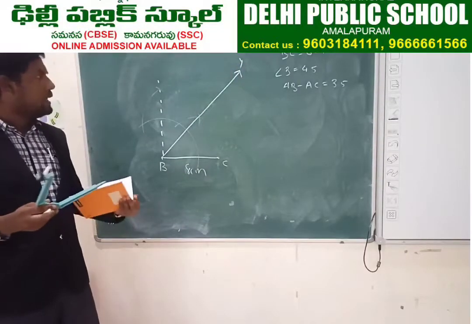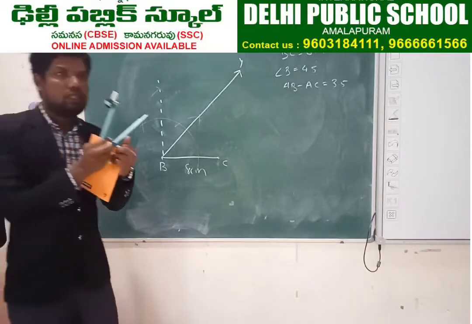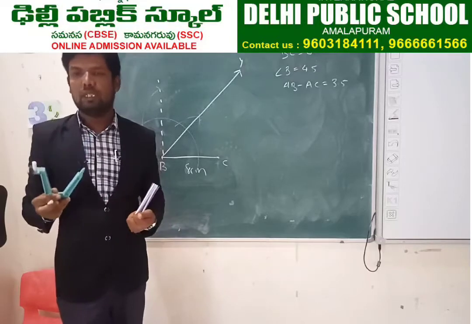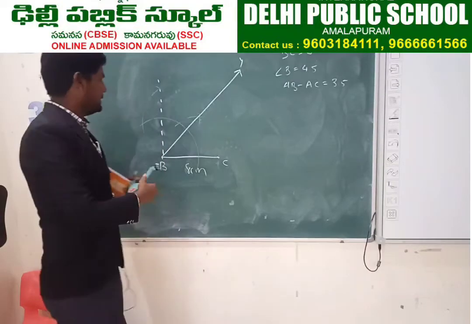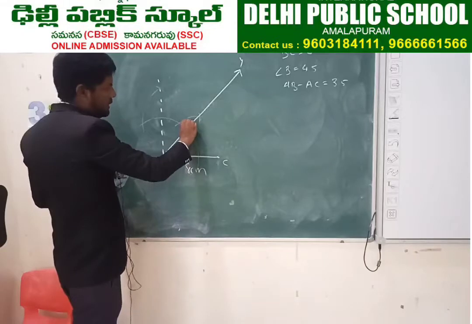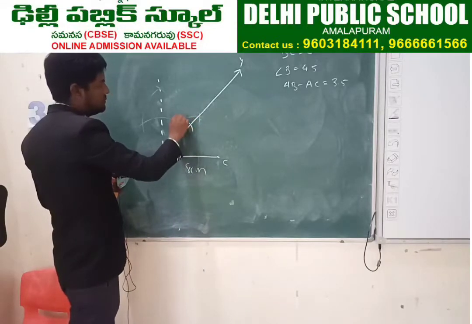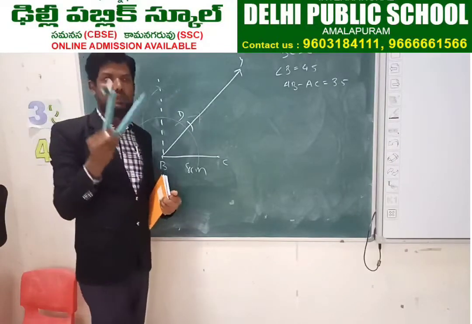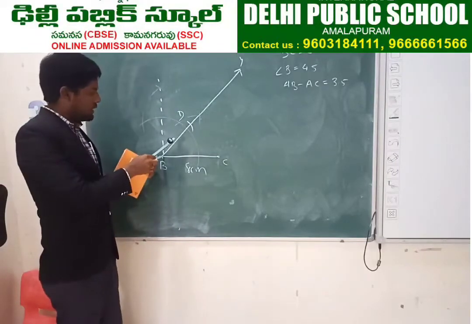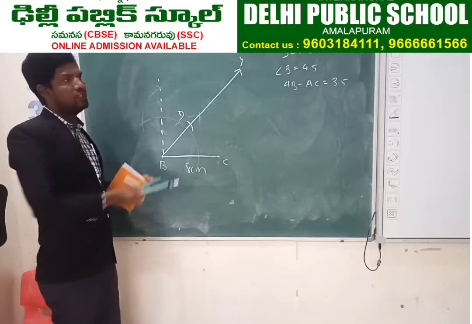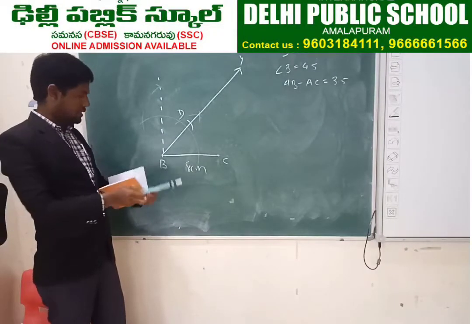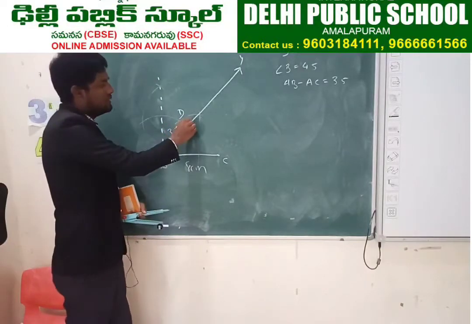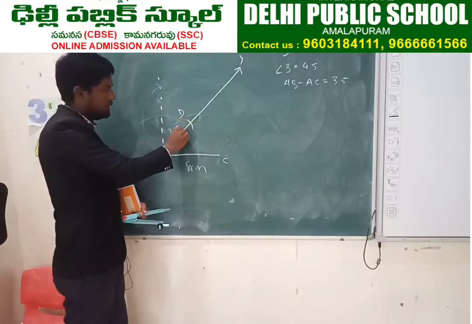So now take 3.5 with the compass, measure 3.5, or by using the ruler also directly you can cut this line BY here. 3.5 centimeters you have measured, right? Put a pointer on this and cut this line with the 3.5 centimeters, right? Okay, now the point came here, D, right? Somewhere here it will come.